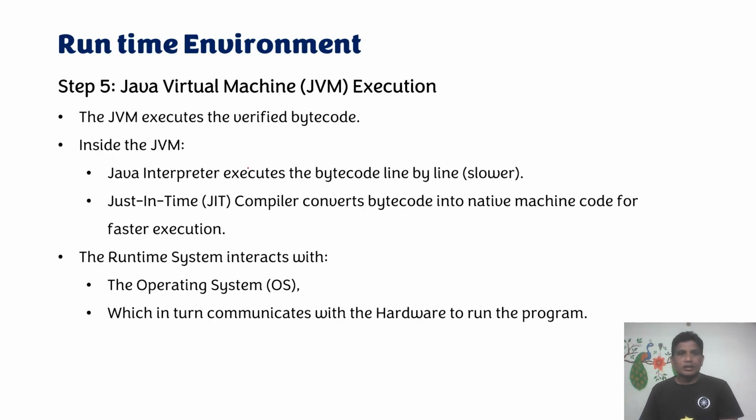Look here. Step 5 is represented as Java Virtual Machine execution. The JVM executes the verified bytecode. Inside the JVM, there is a Java interpreter and a just-in-time compiler. The Java interpreter executes the bytecode line by line. Execution is much slower compared with the just-in-time compiler. The just-in-time compiler converts the bytecode into native machine code for faster execution.